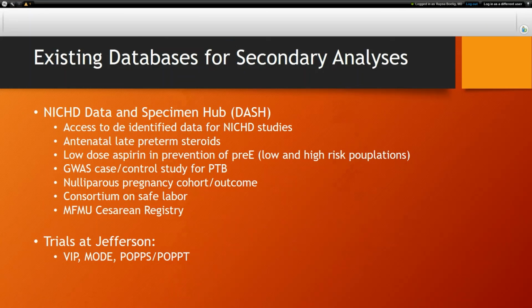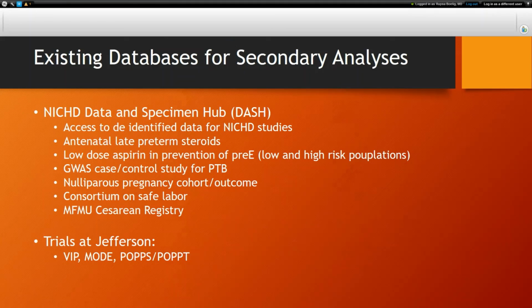So for example, late preterm steroids, low dose aspirin for the prevention of preeclampsia, and then older studies, a genome-wide association study for preterm birth. Those are trials. And then there are also observational studies like the nulliparous pregnancy cohort and outcome, the consortium on safe labor. There was a cesarean registry. So there are large trials as well as large cohort databases, all de-identified. Anything with the NICHD will be free of cost for access to that data. You just go online to their DASH website and request it.